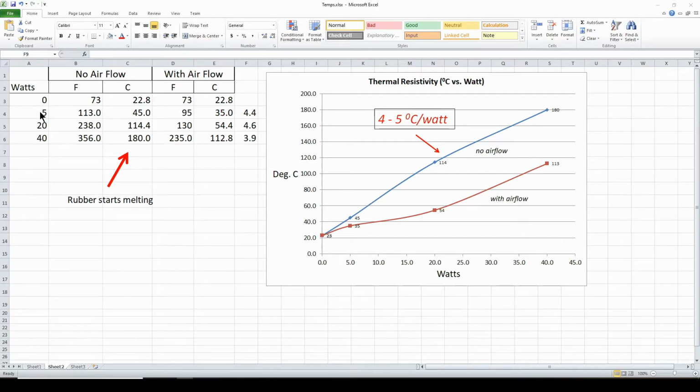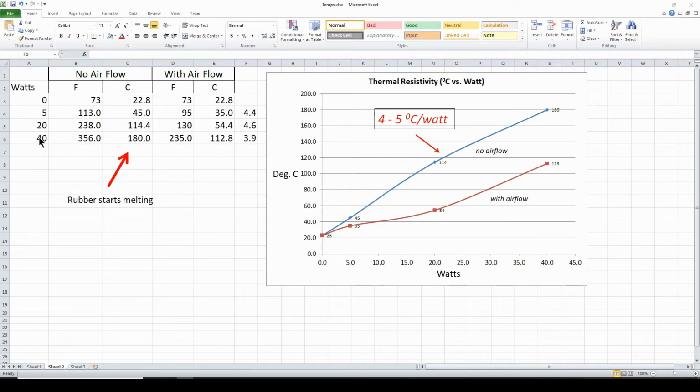Then, like I showed before, I've got 5 watts flowing through, and with no airflow I get about 45 degrees centigrade. When I turn on the fan, I get about 35. So it drops about 10 degrees with the airflow. Then I crank it up to 20 watts and I get 114 degrees. When I turn the fan on, I get only 54. So you can see there's a big difference. It cuts it in half by adding a fan.